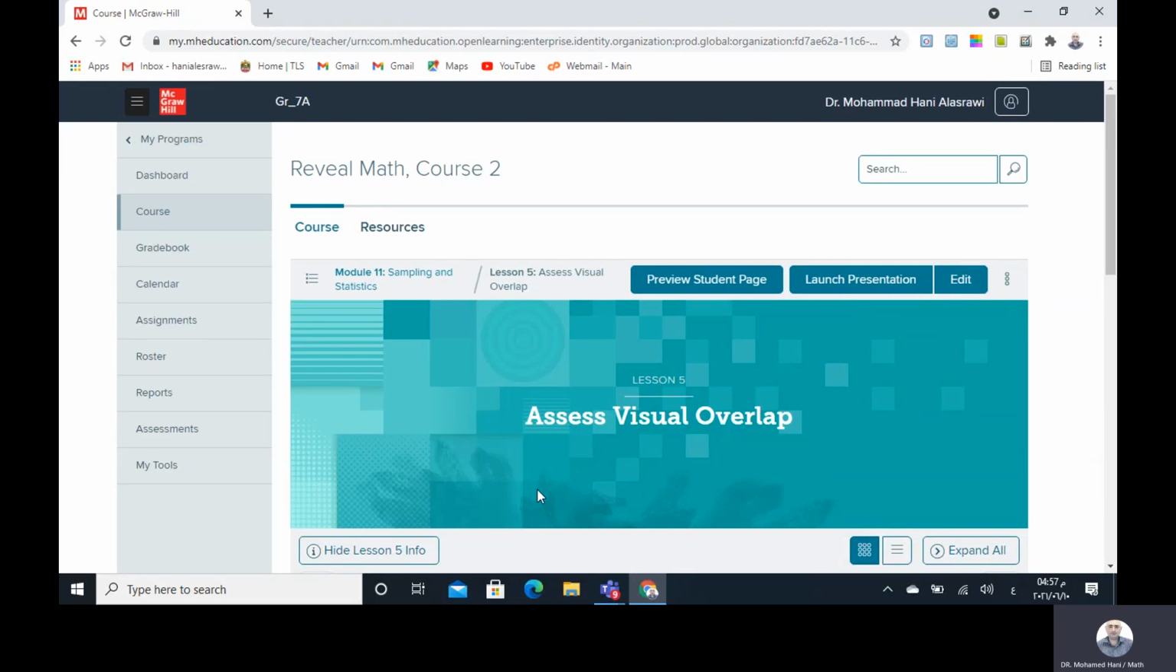Math grade 7. We are in module 11, the last module in this year, sampling and statistics. Today we have the last lesson, lesson 5. This is the last lesson in this year. Assess visual overlap.